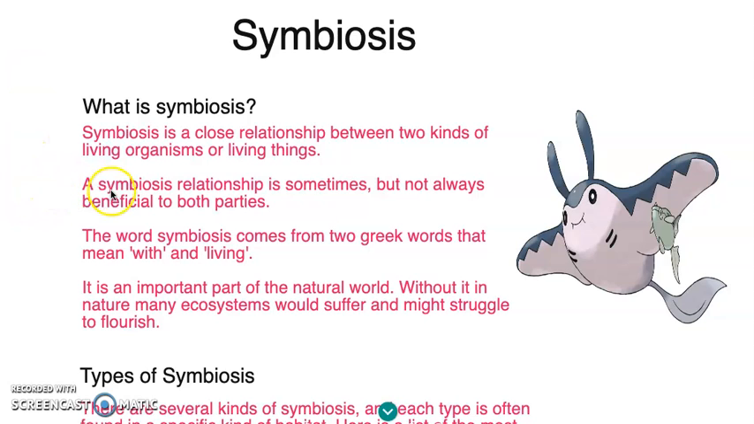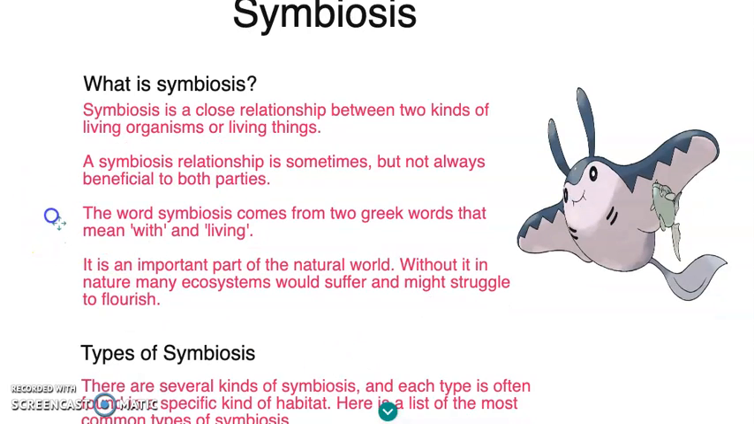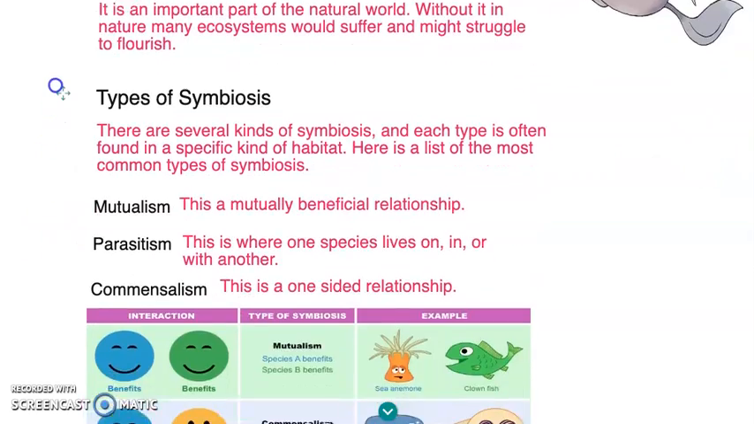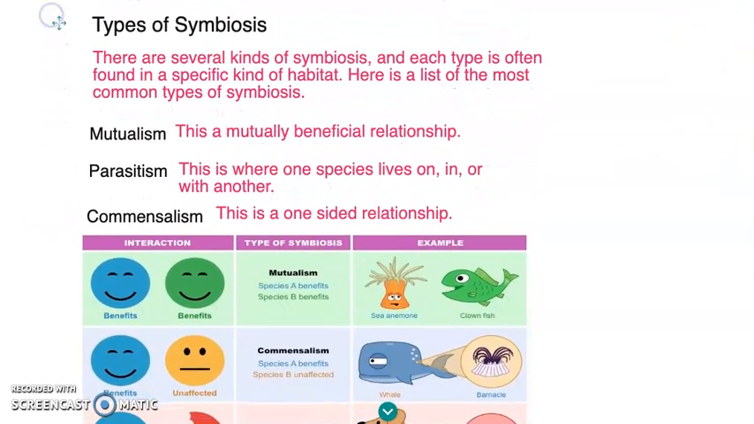So here I said a symbiosis relationship. You can also say a symbiotic relationship, that's okay. So let's move on and look at the types of symbiosis. There are several kinds of symbiosis, and each type is often found in a specific kind of habitat. Below I've listed the 5 most common types of symbiosis, starting with the 3 most recognized types. So that is mutualism, parasitism, and commensalism.